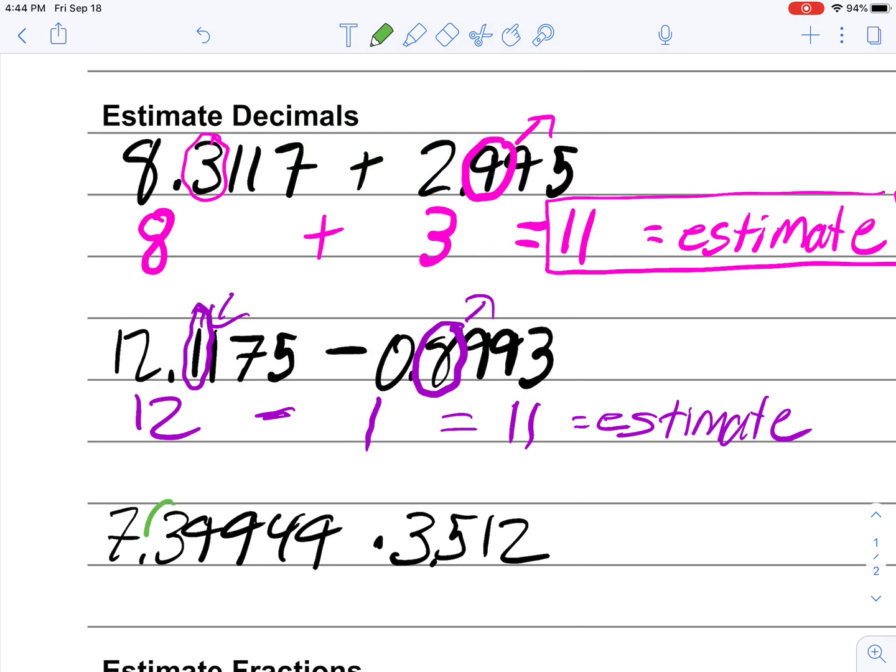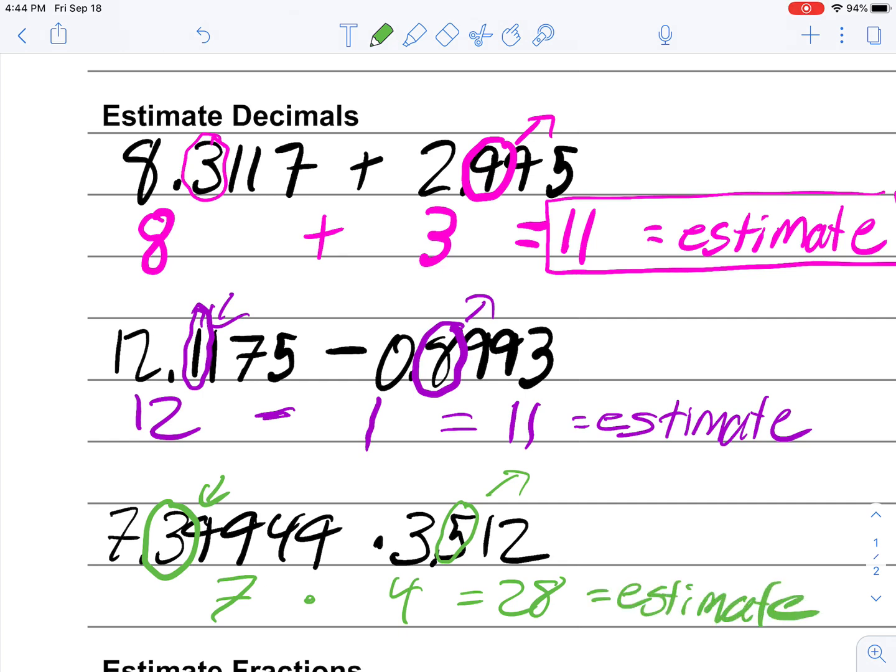7.39949. Well, I know that the 3 after the decimal would make it round down. So this is going to round to the number 7. 3.512 would make my number round up. So instead of 3, I'm going to have 4. Then I have 7 times 4. That equals 28 for my estimate. Okay? And that is how we're going to estimate with decimals.